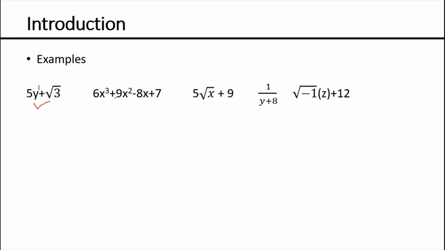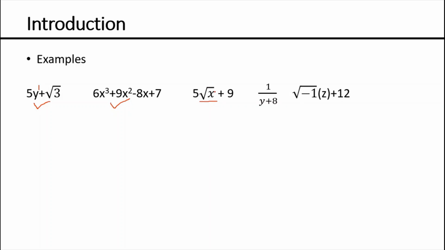The second term also is having powers of x as 3, 2 and 1. These are all positive integers. Secondly, the coefficients of variables 6, 9, 8 are also real numbers. The constant number 7 is also a real number. That's why we can easily say that this is also a polynomial. Now take a look at this expression. Here the variable term x is having power 1 by 2.